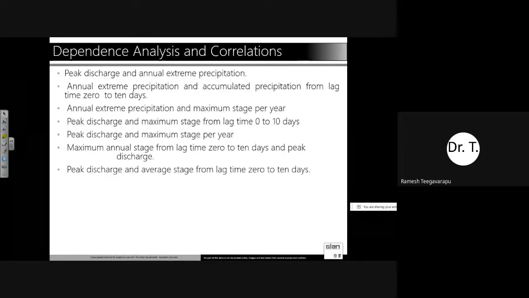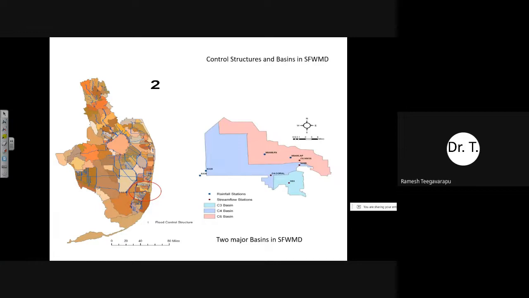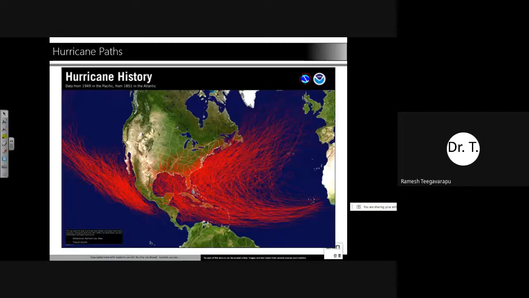So we do a transformation. We take the data of rainfall, and here's an example which we have used in some parts of South Florida where we have a lot of structures. And here's the hurricane history. These are the pathways by which we get hurricanes every year. These are from 1951 in the Atlantic, all the paths which have gone through until 2018.